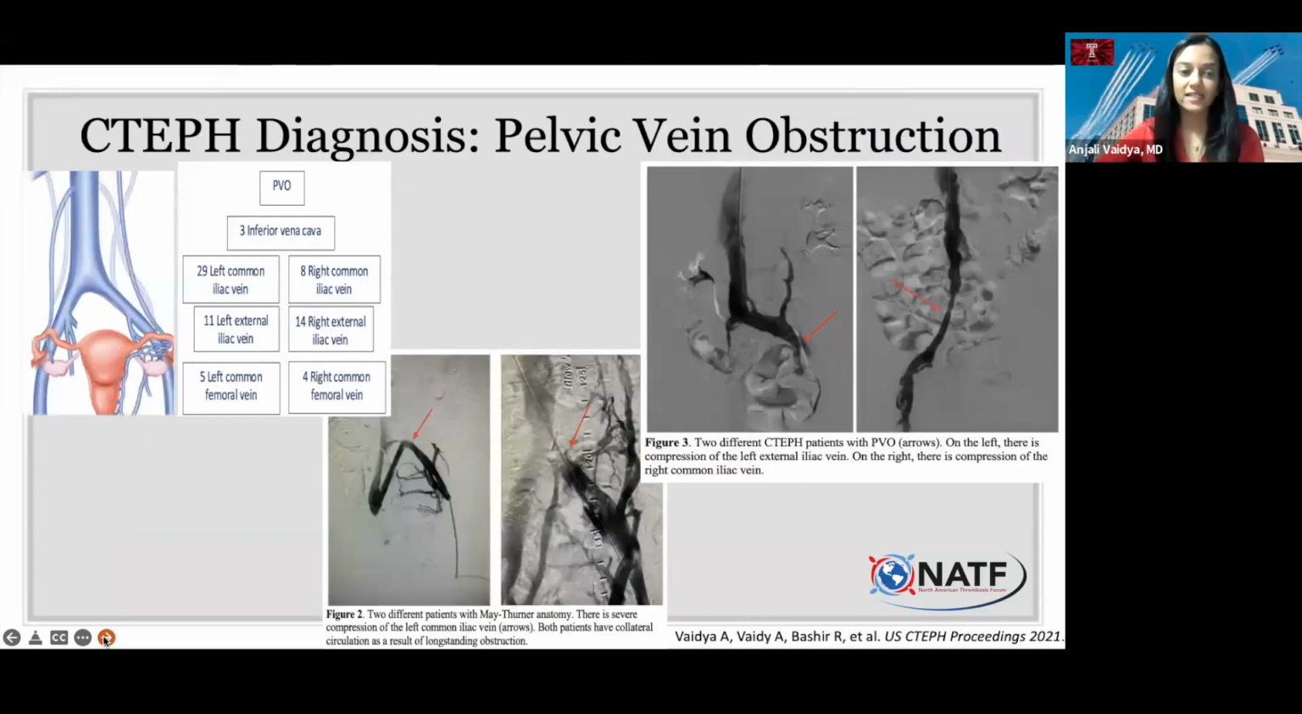And finally, the last thing I want to show you is a bigger category of what we're calling pelvic vein obstruction, which is similar to that May-Thurner anatomy. Just to be aware of the fact, as you can see on the left of the screen, that's just a cartoon of all of the veins that lead up from the legs ultimately to the heart. And there are so many branches and levels at which there might be narrowings or blockages. And we've seen quite a bit of that in our diagnostic testing.